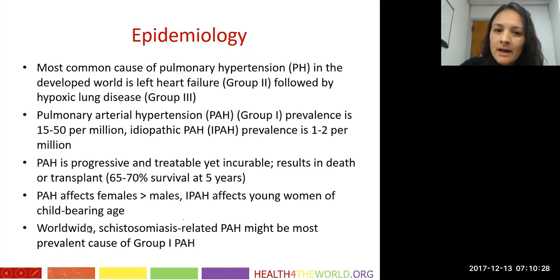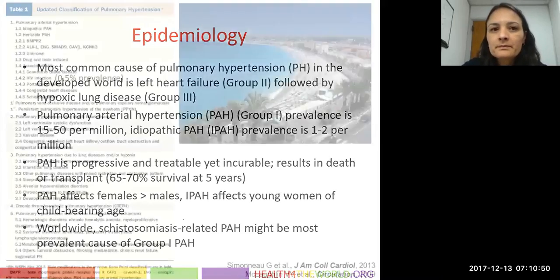Worldwide, I have to remind myself, although I don't see it very often, schistosomiasis can cause, and is very well known to cause, pulmonary arterial hypertension. And it might be, although we don't have the numbers, I'm sure it's underreported, the most prevalent cause of group 1 pulmonary arterial hypertension in the world.